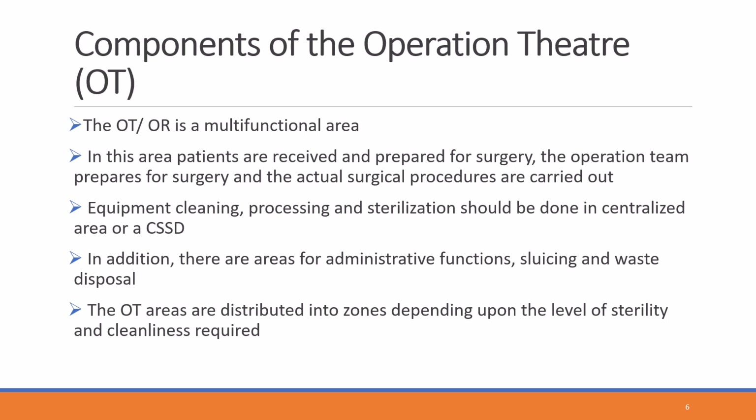Now, the components of operation theatre. The OT is a multifunctional area. In this area, patients are received and prepared for surgery. The operation team prepares for surgery and the actual surgical procedures are carried out. Equipment cleaning, processing and sterilization should be done in a centralized area or a CSSD. In addition, there are areas for administrative functions, sluicing and waste disposal. The OT areas are distributed into zones depending upon the level of sterility and cleanliness required.